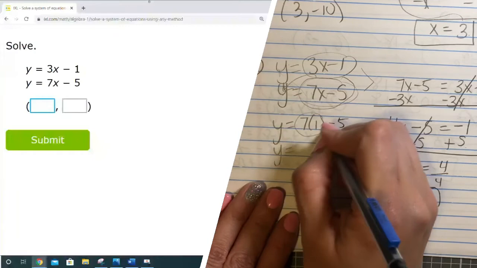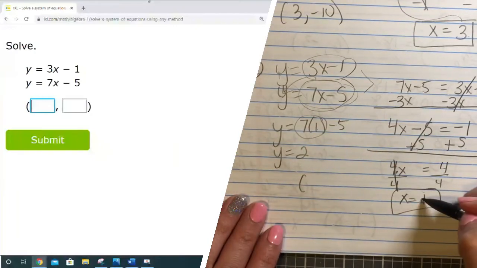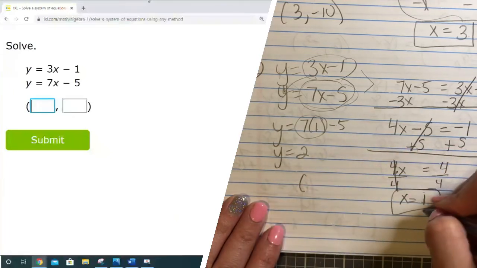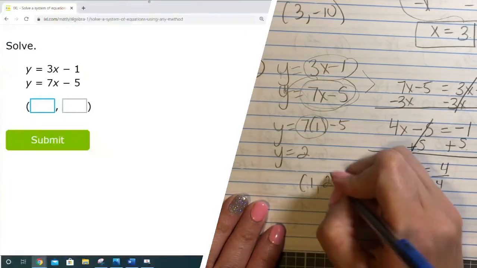7 times 1 is 7, minus 5 is 2. So just be careful as you're typing this in. You don't want to put the 2 first just because you see it first on the left side. You want to put the x value in the first spot and the y value in the second spot.